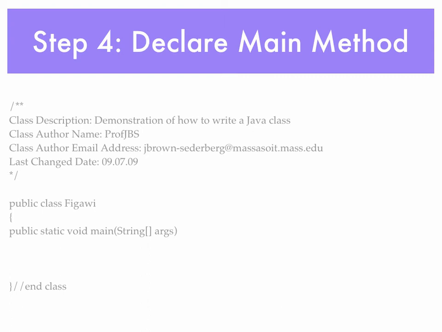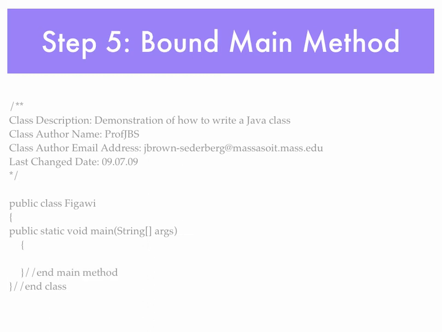The String[] args, that's open and close square brackets, args, that's the argument list that will be accepted. We'll talk about that later on. For now, let's just say our main method will always be declared as public static void main String args. And then we bound our main method here with these opening and closing curly brackets. Note that those curly brackets don't overlap. Our main method is contained in total within our class.